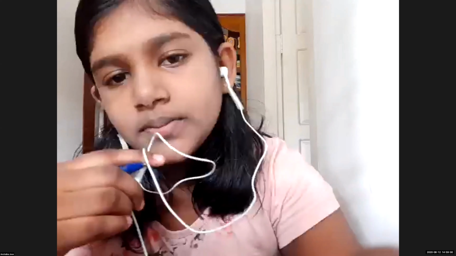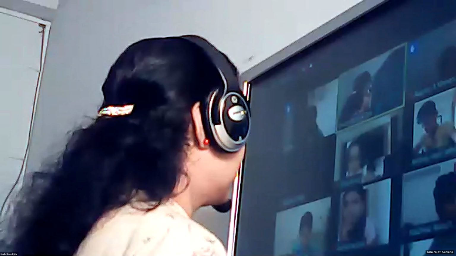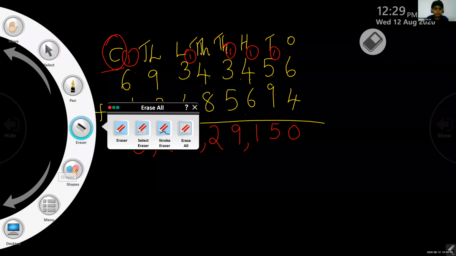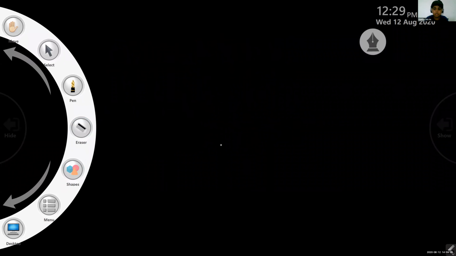So children, in the same way you can add 3 numbers. Now we have added only 2 numbers. Subtraction we will discuss later. Now the same way we can add 3 numbers. Can we do that now? Yes, ma'am. Okay. Now I will give small numbers till 1000.